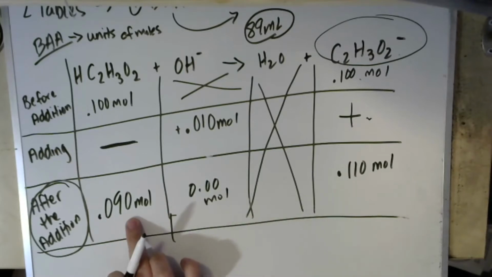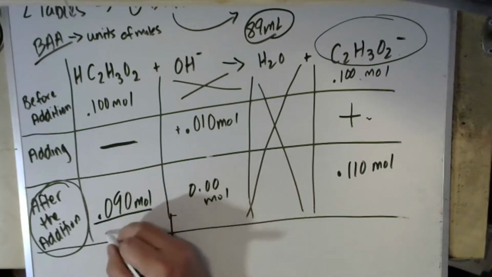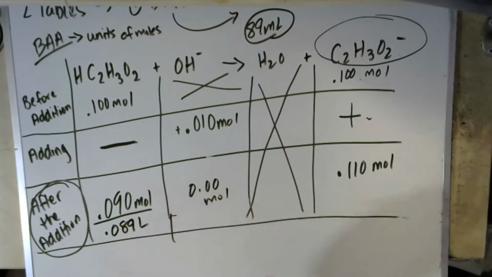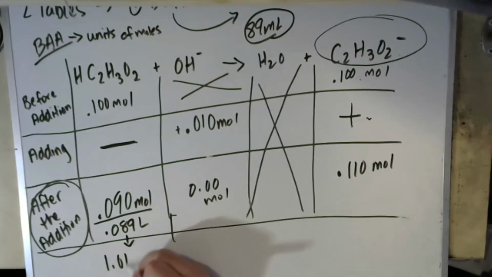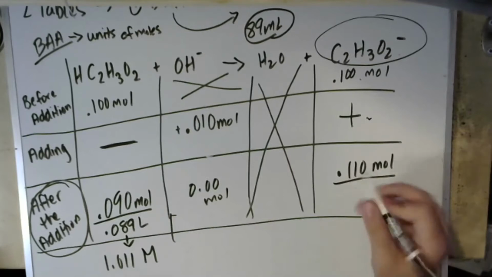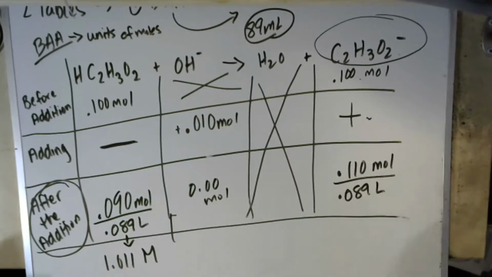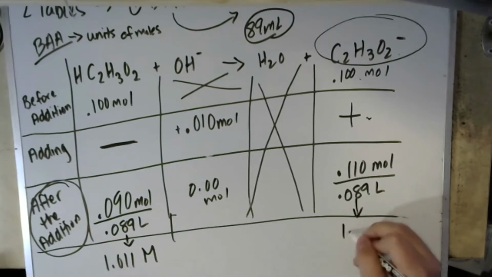So if I have 0.090 moles of the acetic acid, I'm going to divide that by the volume in liters, and that's going to give me the molarity of acetic acid I have left. Okay, for the acetate ion, it's going to be 0.110 divided by 0.089 liters. And that's going to be a molarity of 1.24.